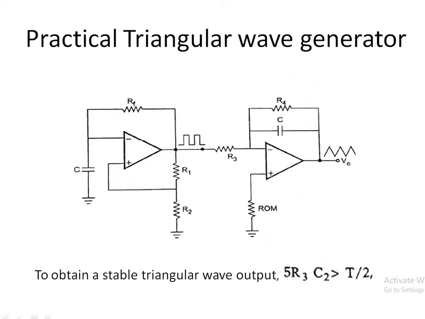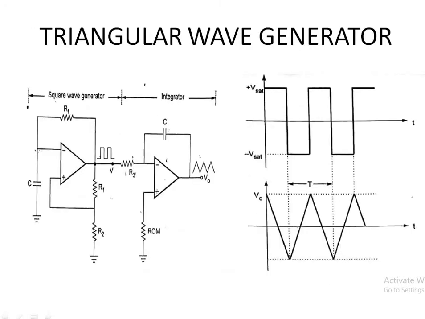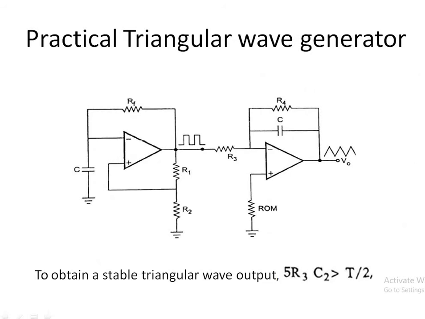Now, in practical cases, there is a small difference to the circuit. That is, we will have a resistor across this capacitor, which is R4. This is to reduce the saturation problems. In order to reduce the saturation problems, we connect a resistor over here.